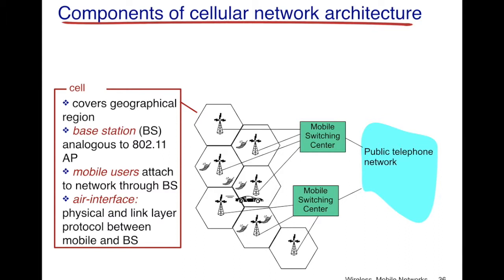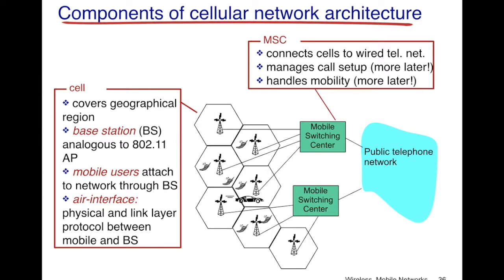Each cell covers a geographical region, and within each cell there is a base station. This base station is similar to the Wi-Fi access point. Now, there are multiple users in a cell, and all these users are connected to this base station. These users talk to this base station using the wireless link between them and the base station.